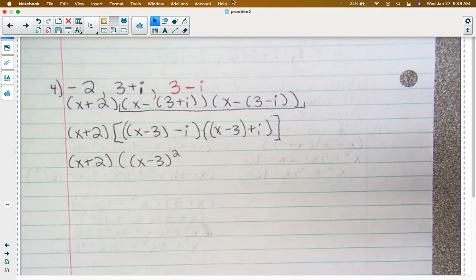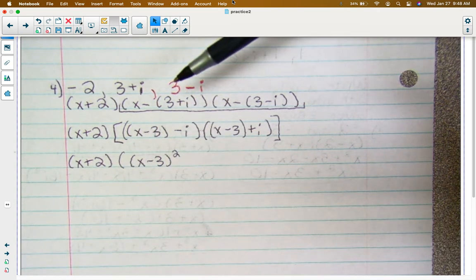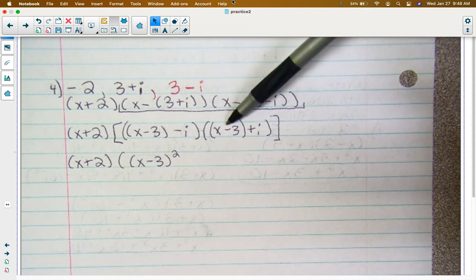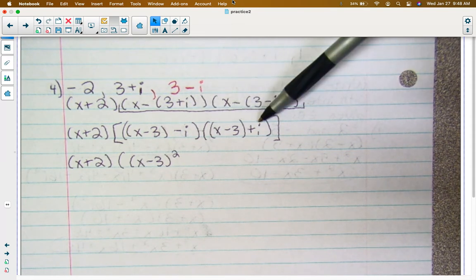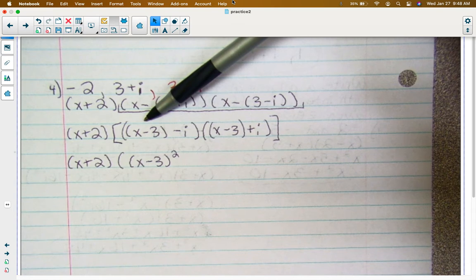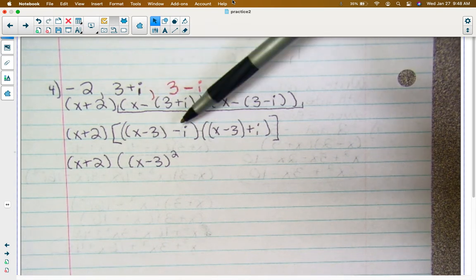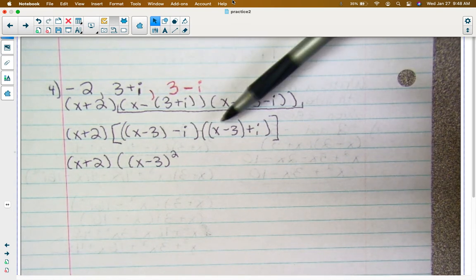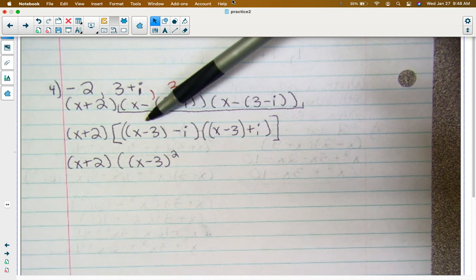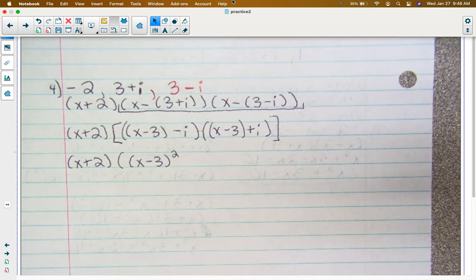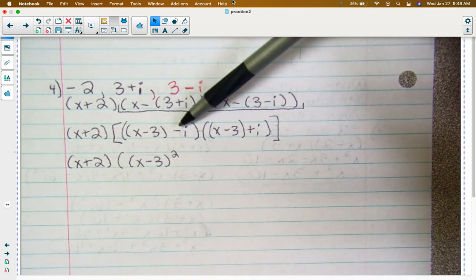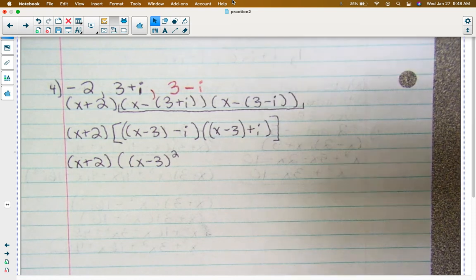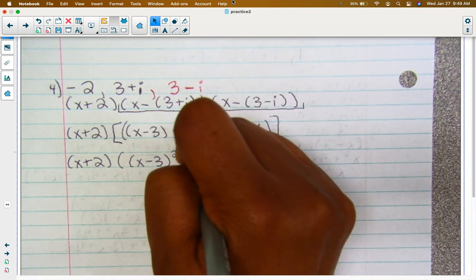Now, when I do negative i times x minus 3, and positive i times x minus 3, they are going to cancel. I'm not even going to write that down. I am going to do negative i times i, and that's going to give me negative i squared.